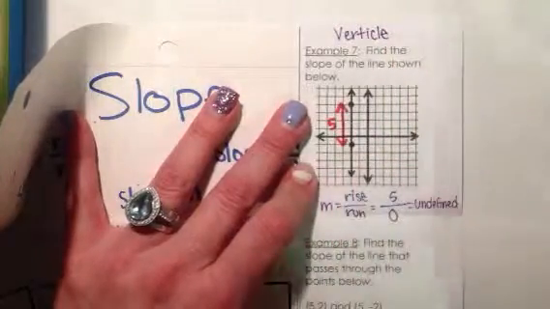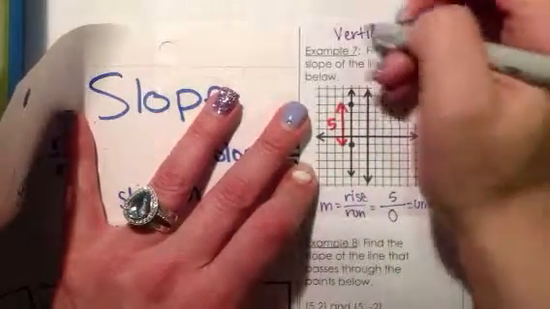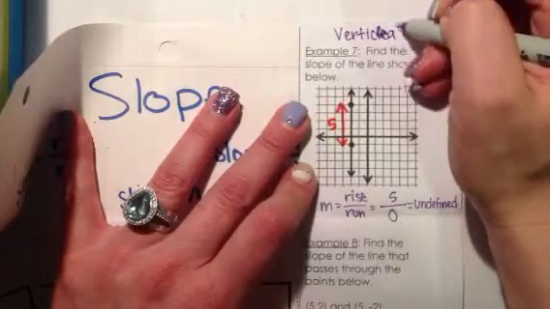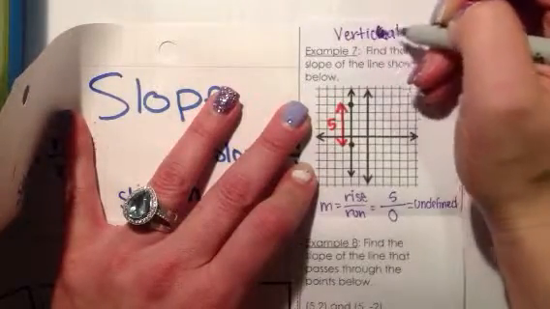So this is a vertical line. Sorry, I spelled that wrong. Vertical. V-E-R-T-I-C-A-L.